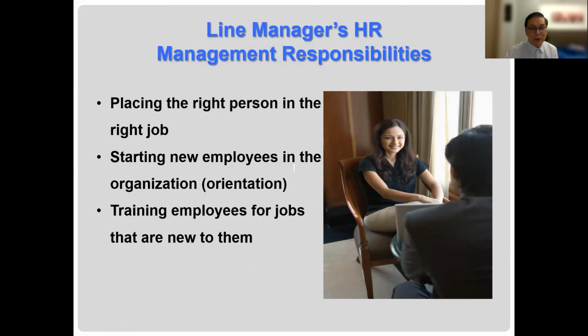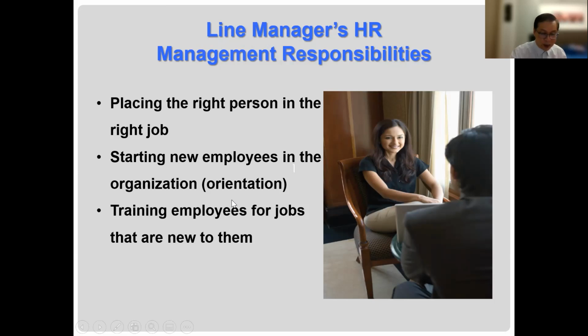And although the HR department is responsible for placing ads and recruiting people, at the end of the day, the right person needed by the managers will come from the line managers themselves, who actually know what kind of person they need. So for this reason, the line manager should be working closely with the HR department in selecting the right person for their own unit or department.